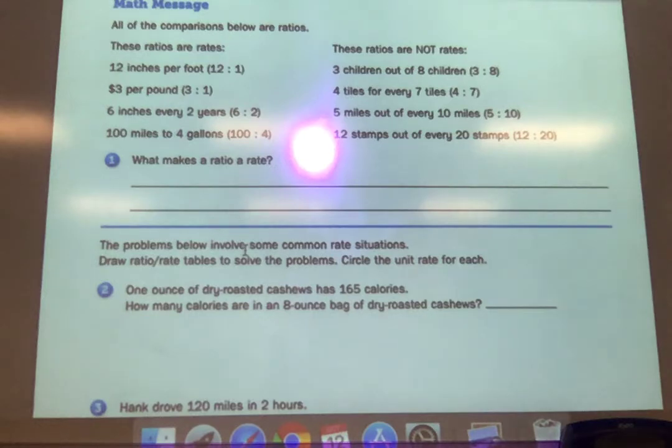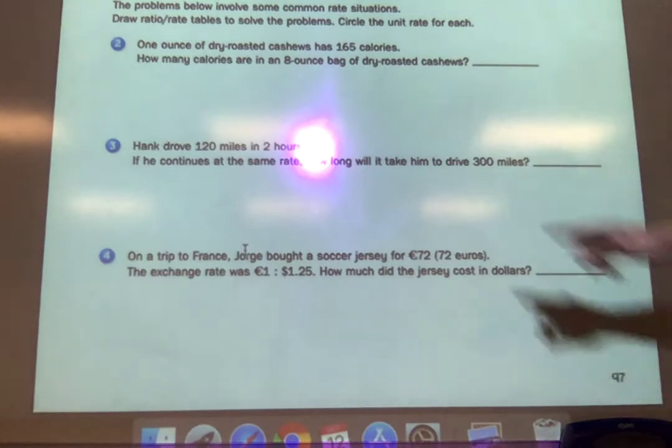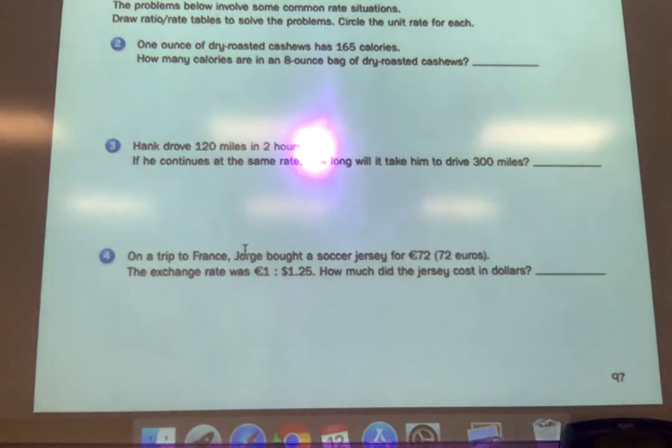So we're going to drop down and kind of model making a ratio rate table and solving a real world problem here. If we look down here at number 3, we're going to take a look at this one. And it says, Hank drove 120 miles in 2 hours. If he continues at that same rate, how long will it take him to drive 300 miles?